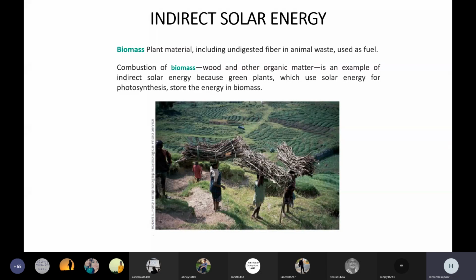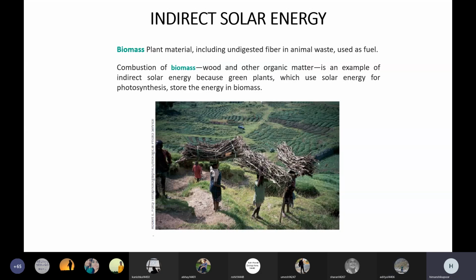Now, why is it an indirect solar energy? Who can answer this? Why is it an indirect solar energy resource? I think because of dryness, the sun's heat dries these materials and then they are able to burn them and generate energy. Not exactly. You have to directly pinpoint photosynthesis here. Yes, ma'am, because plants utilize solar energy and then the cows eat those plants and then the cow dung is produced. Exactly.